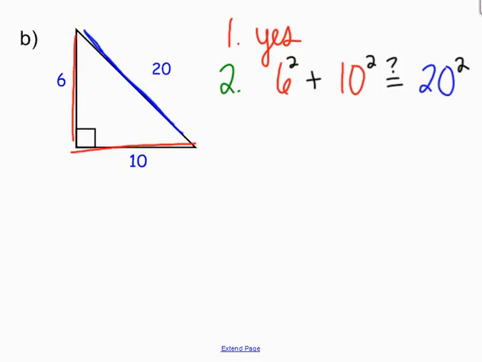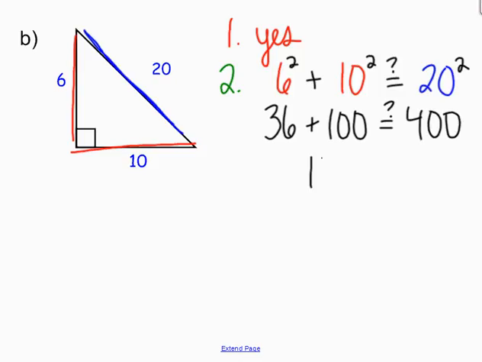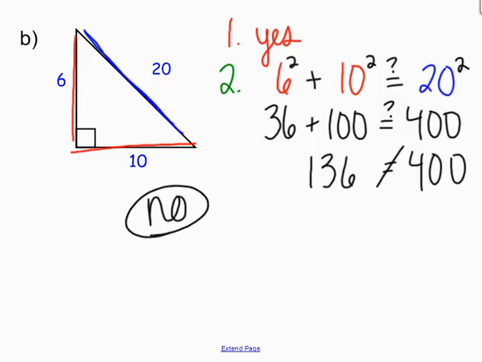So now I'm going to simplify. So I get 36, 100, and then 400. Looks like this one's way off. Those are not equal. So this does not satisfy the Pythagorean theorem, which makes this not a Pythagorean triple.